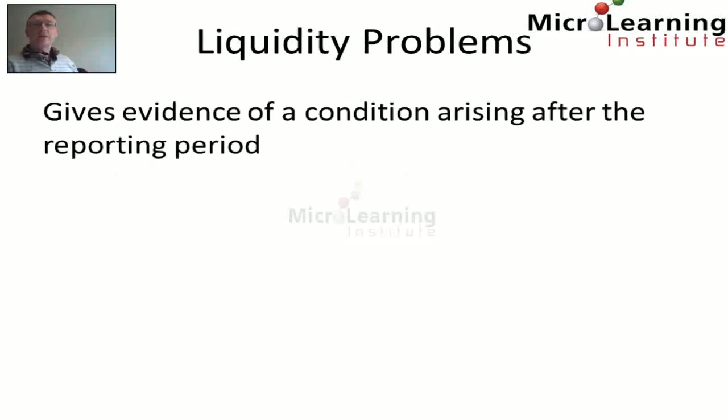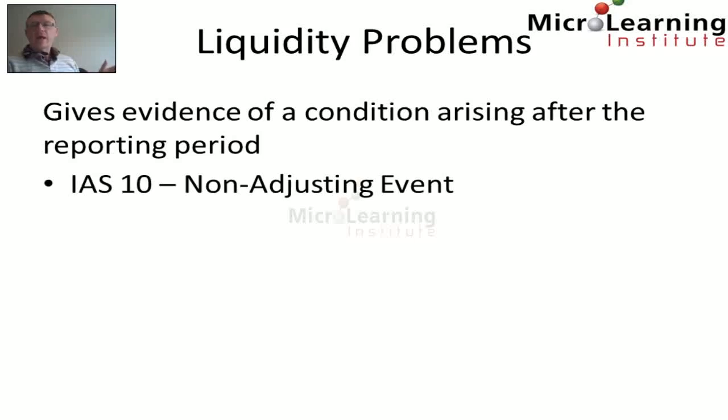So these liquidity problems give us evidence of a condition that arises after the reporting period. And with IAS 10, this is classified as a non-adjusting event because it does not relate to conditions that were prevalent at the reporting date. So therefore, IAS 10, if we classify this event as a non-adjusting event, tells us that we must disclose this event in the notes to our accounts, and specifically, we must disclose the nature of the event and the financial effect this event could have on the financial statements.